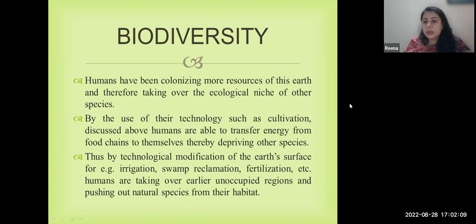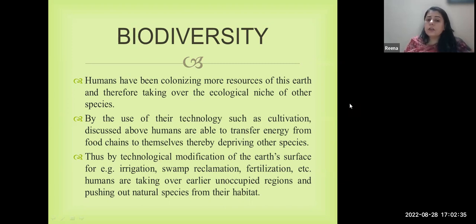Okay, so by the use of their technology, such as cultivation, mechanization, electric saws, threshers and tractors, human beings are able to transfer energy from food chains to themselves, and therefore they are depriving other species of these resources, of these natural forest resources.